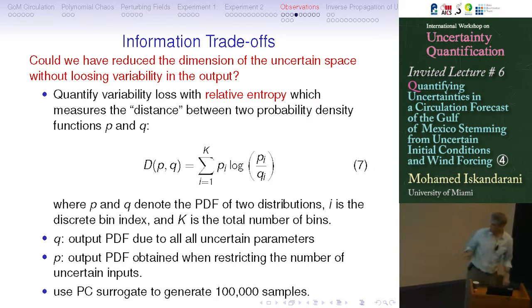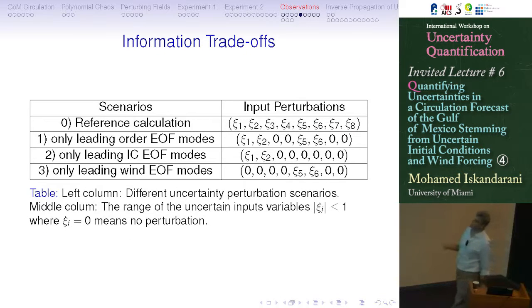And so we performed experiments. Our reference calculation is when we perturbed everything. Our first thought is, do you really need the higher order modes? Because essentially, the principal component eigenvalues are decreasing in magnitude. How much do you lose? And what happens if we just perturb the initial conditions, like in our first experiment? How much do we lose by perturbing just the wind? We're going to measure that using this relative entropy measure.